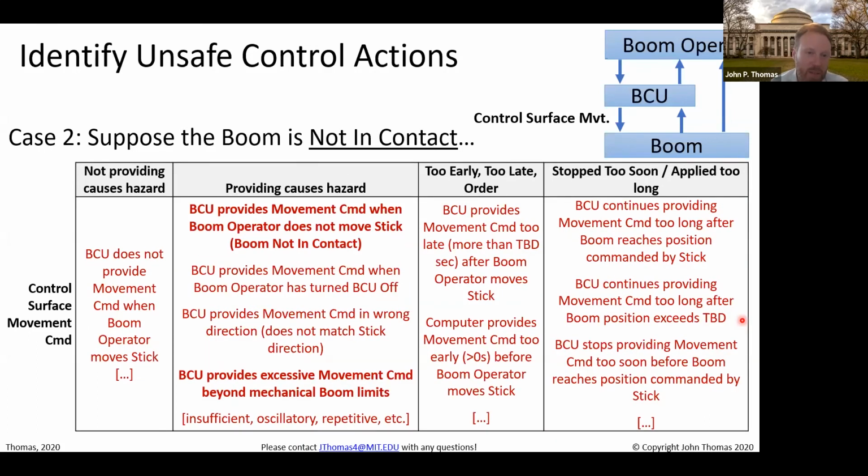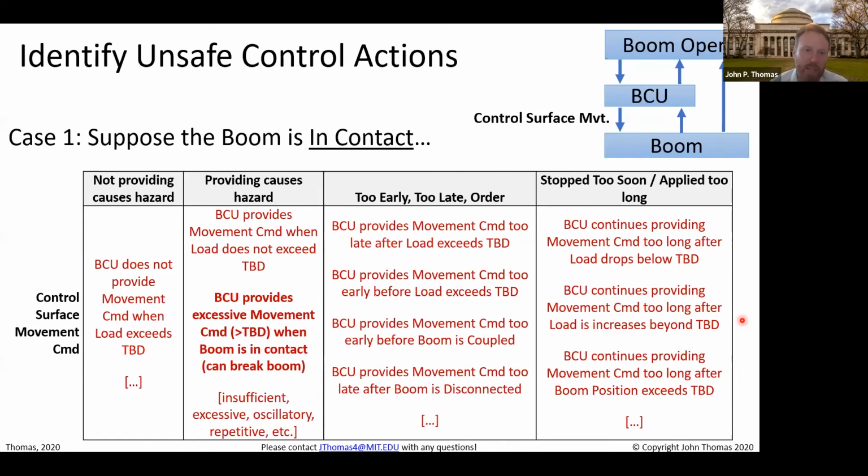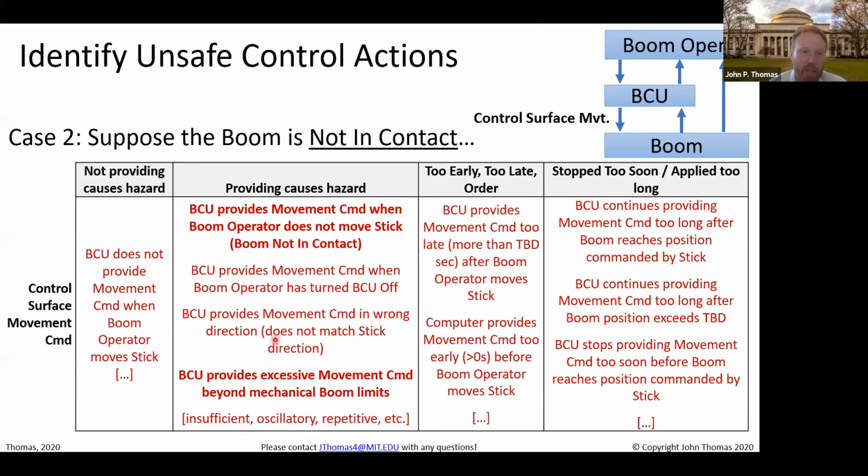Now this is equivalent to just putting all these UCAs together and saying when the load does not exceed TBD and it's in contact. And on this slide, it's the same as saying when movement command is in wrong direction and it's not in contact, meaning we're looking at the stick direction. The stick direction matters only when we're not in contact, right? So it's a way to think about the problem in terms of variables and states that really matter for the control action. What we can do is take those states and represent them in a table.